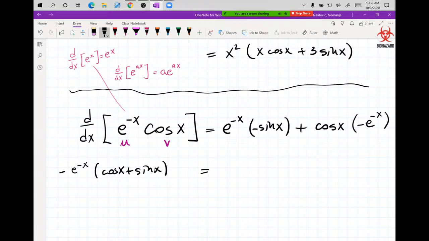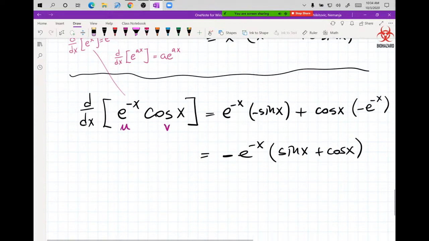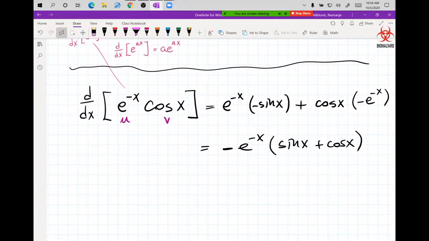I mean, come on, you did a lot. So now negative and negative, that's going to factor, and e to the negative x is going to factor, and then sine plus cosine stays inside. That was pretty good, except that minus sign. On 10 points, it's -2. Okay. So it's still good.